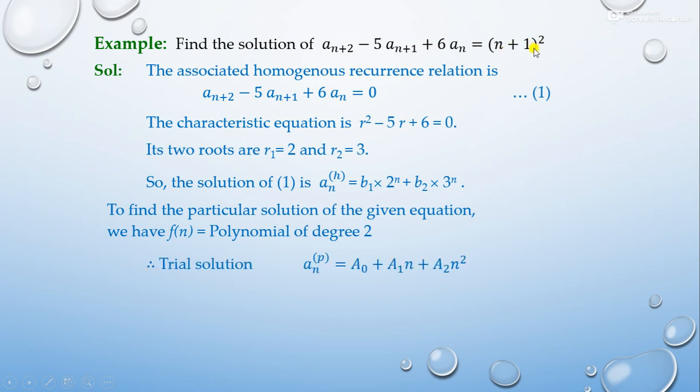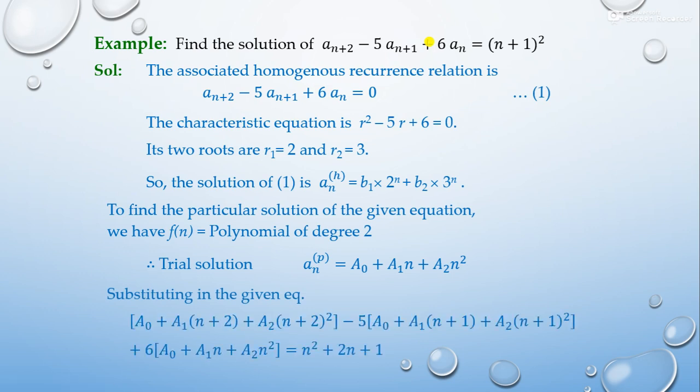So what do we assume as our trial function? Our trial function is a0 plus a1n plus a2n square. Remember the table? Okay. So now let's take this trial function and put this value of a(n) in the given recurrence relation. When we calculate a(n+1), it will be a0 plus a1, and in place of n we have to put n plus 1, and a2 (n plus 1) whole square. Like that we have to calculate the values of a(n+1) and a(n+2), and put them in our recurrence relation.